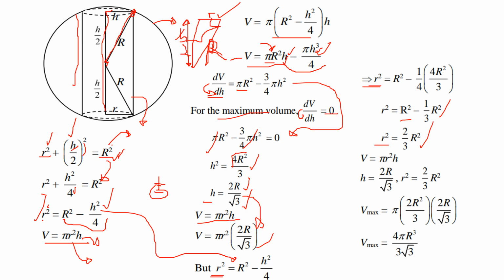Making small r squared the subject, you're going to end up with 2 over 3 R squared. So we write back our expression of finding volume and then we substitute for both h and r squared. Doing that, you're going to end up with your Vmax being equal to the substitution for r squared and also for h. Multiplying everything in the numerator, you're going to end up with 4 pi R cubed divided by, multiplying everything in the denominator, 3 root 3 as your final answer.